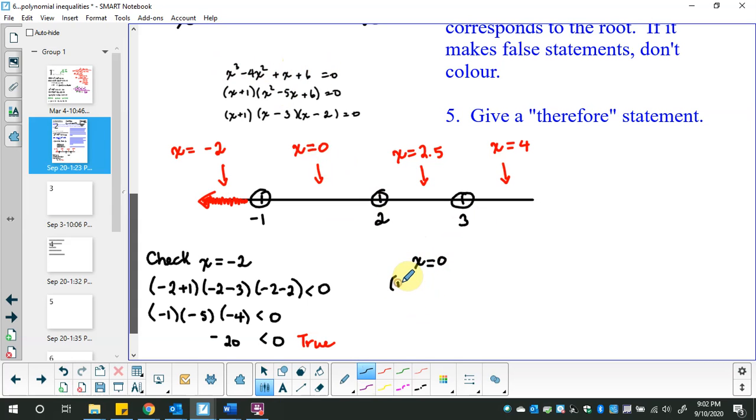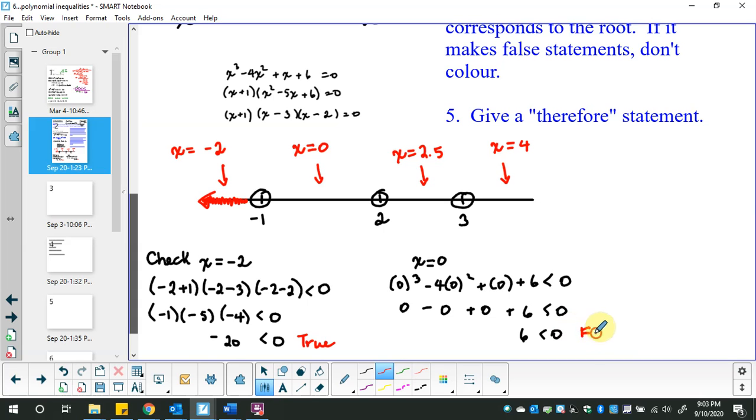So that means 0 cubed minus 4 times 0 squared plus 0 plus 6 is less than 0. So that's 0 minus 0 plus 0 plus 6 is less than 0. So that's 6 is less than 0. And last time I checked, 6 is not less than 0, so that's false. And I do not get to color.